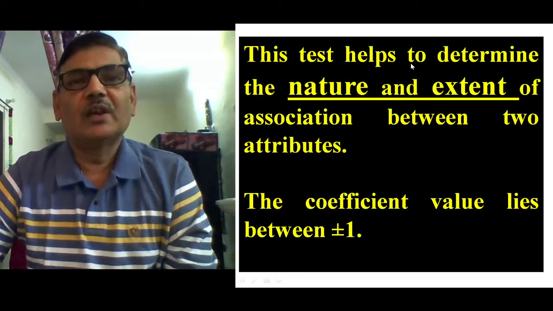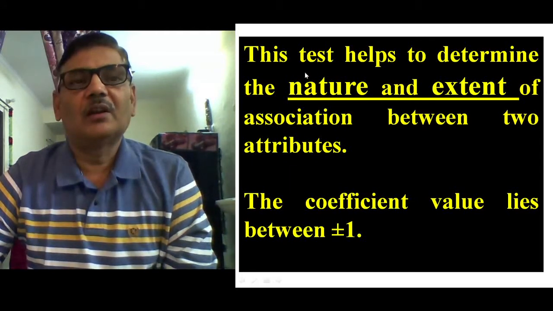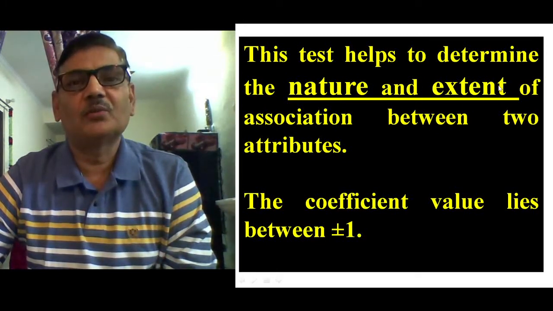So this test helps to determine the nature and extent of association between two attributes. Nature means whether the two attributes or two events are positively associated or negatively associated, or they are not associated at all. That aspect we can know. And extent means level of association, that can also be known.